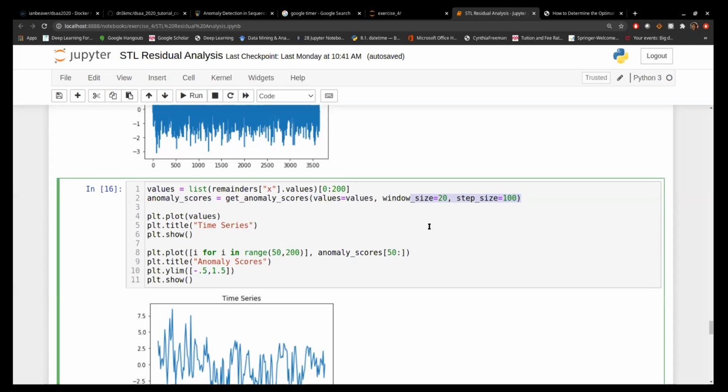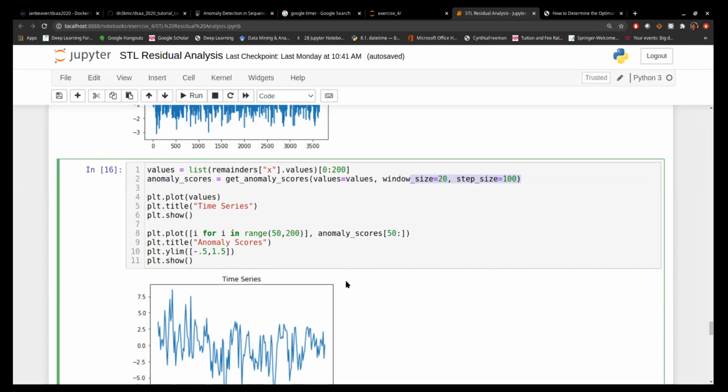So you might be all like, why bother with a sliding window, right? Why don't I just use all the data to determine the mean and standard deviation?